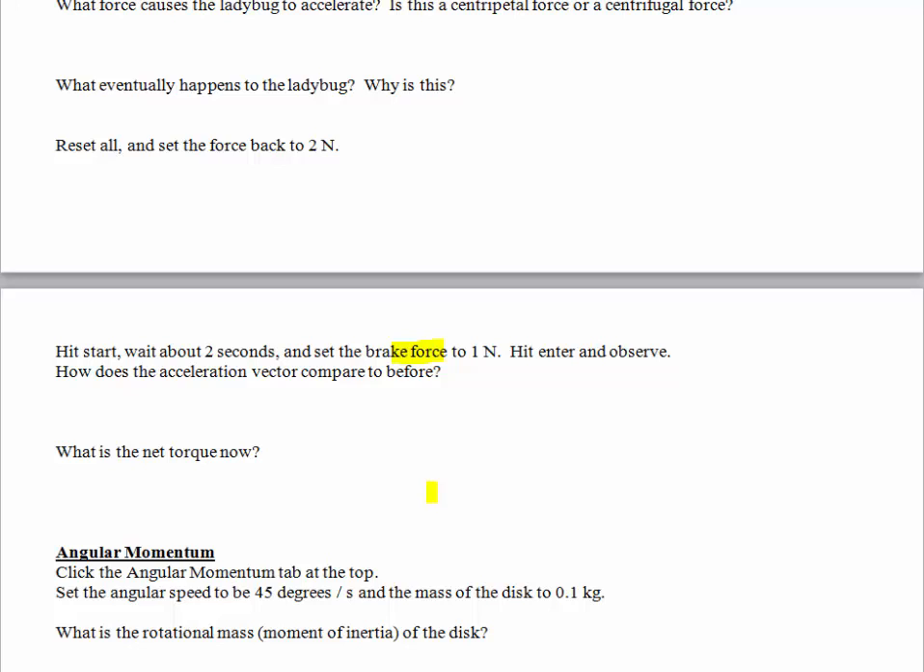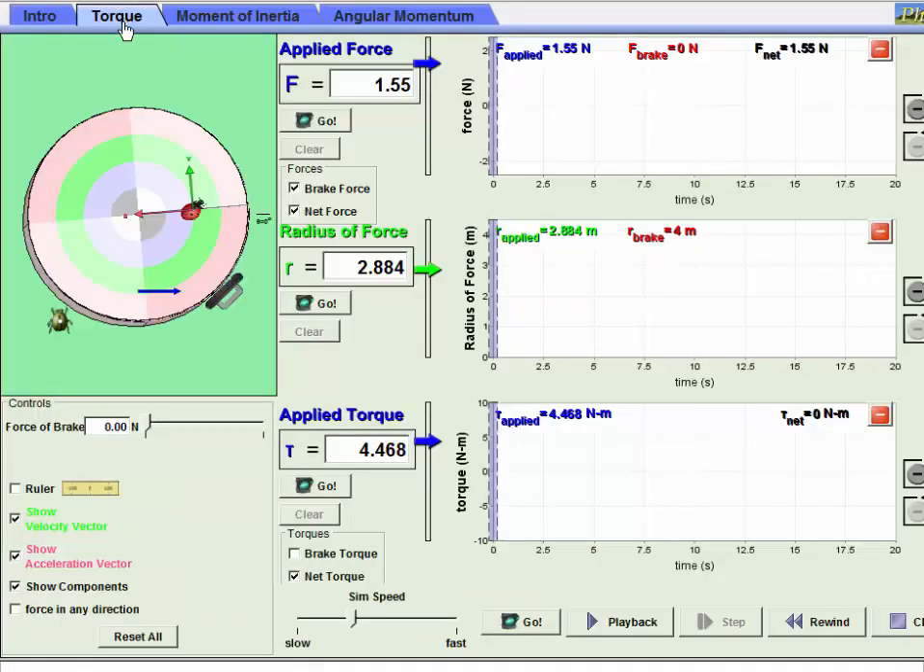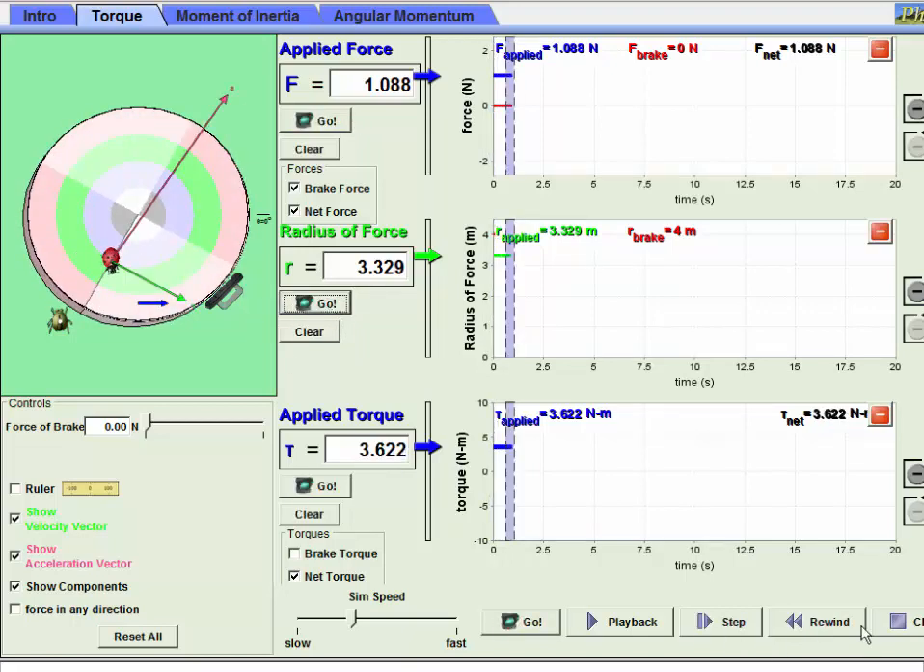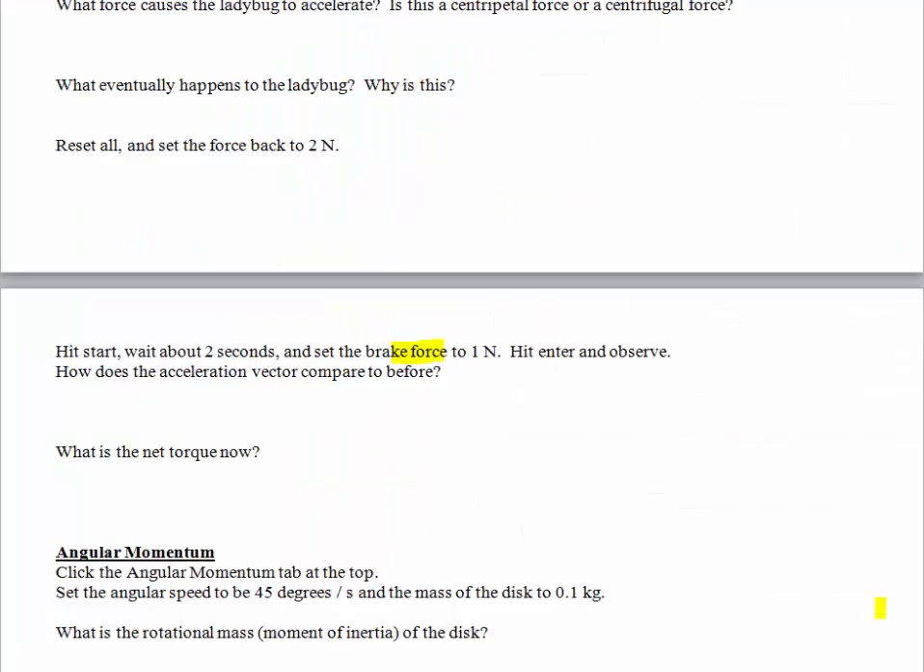Let's go ahead and take a look at that tab really quickly. We're going to click on torque, and you can just type in a number right over here to apply some force, or you can use the slider. You can mess around with the radius as well, either using the slider or entering it. And this is going to be the calculated torque, which is again just a force at a distance. Then you can click go and make your observations, and you can even rewind and everything like that.